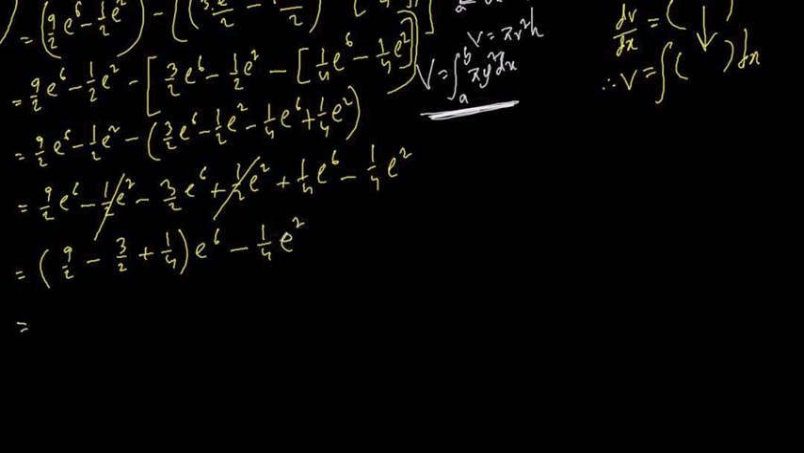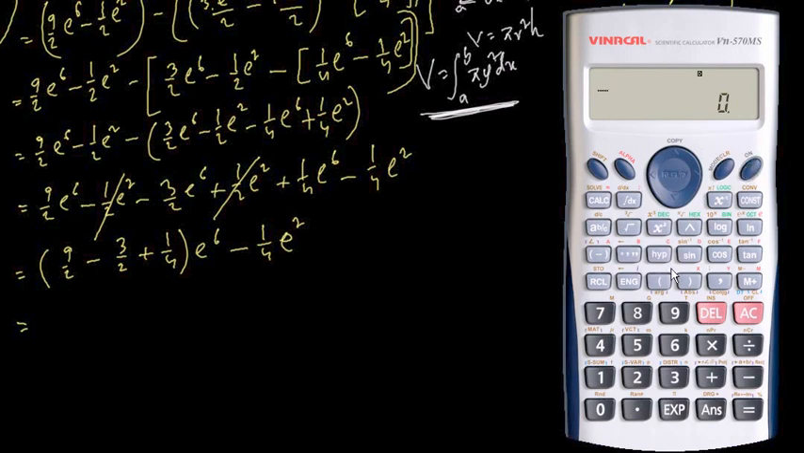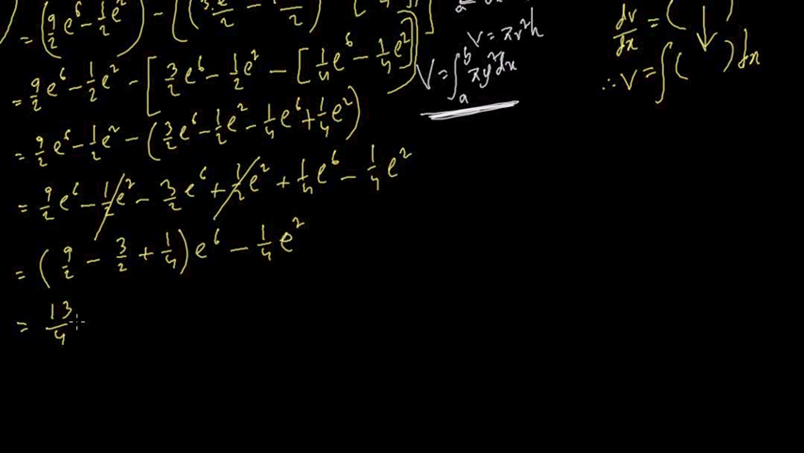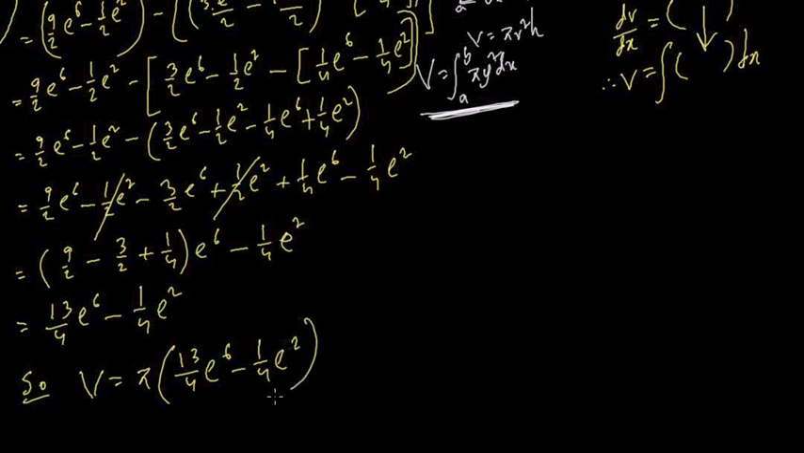So 9 by 2 minus 3 by 2 plus 1 by 4 is going to be 13 by 4. So this is 13 by 4 e to the power 6 minus 1 by 4 e to the power 2. So remember, the volume was pi times I, so volume equals pi, and instead of I I am putting 13 by 4 e to the power 6 minus 1 by 4 e to the power 2. So that's the volume.